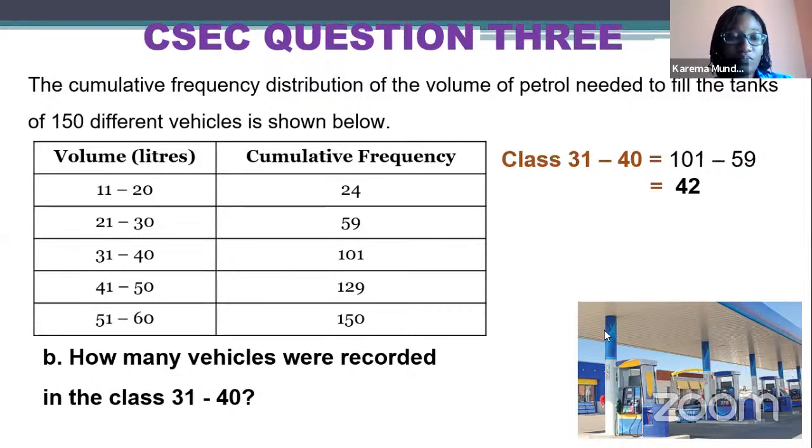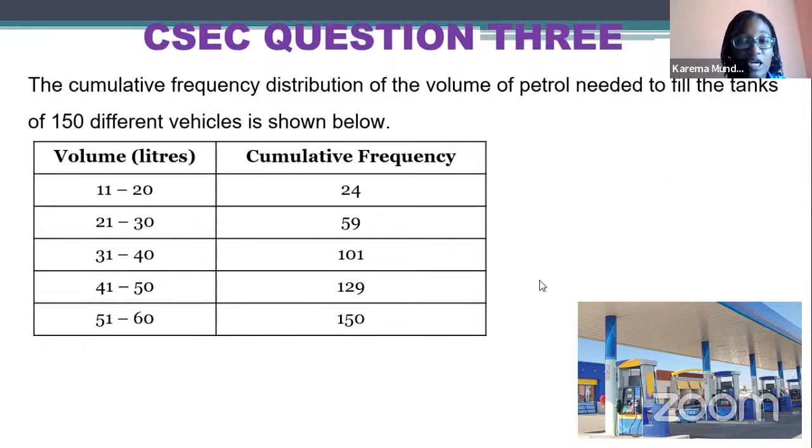We're going to move on to the next question. Part A: for the class 21 to 30, determine the lower class boundary and class width.